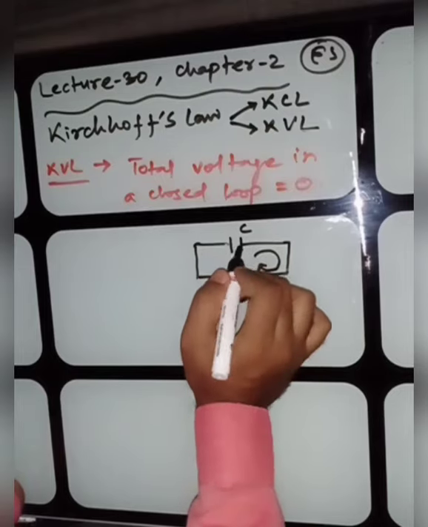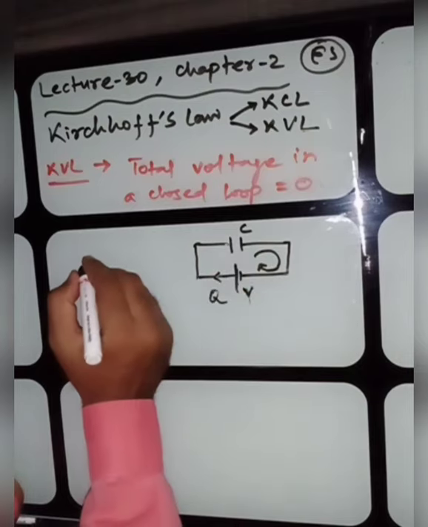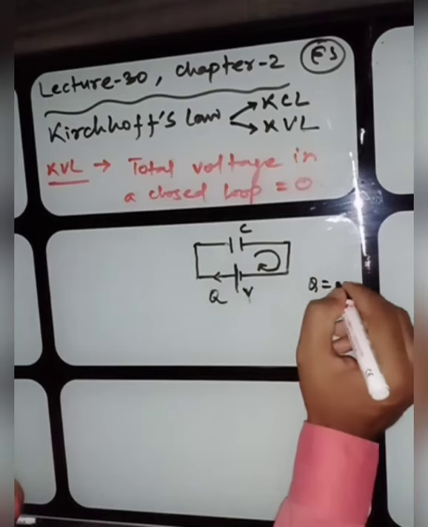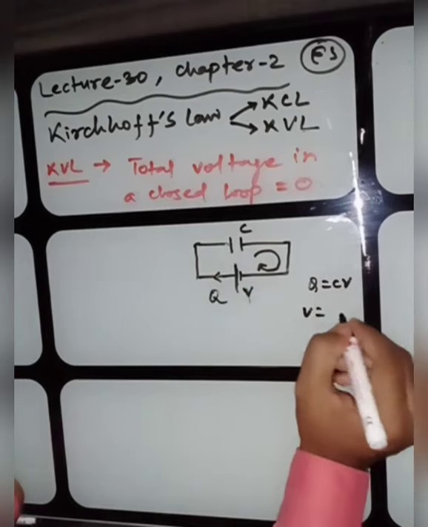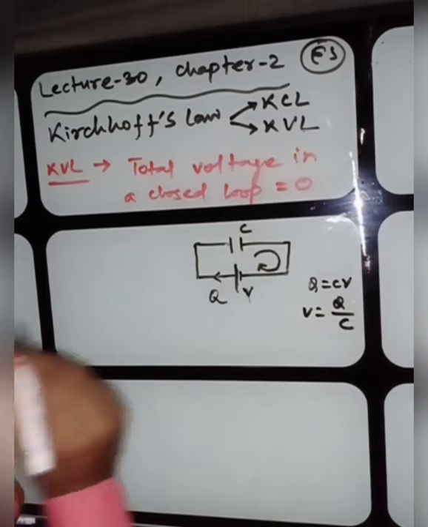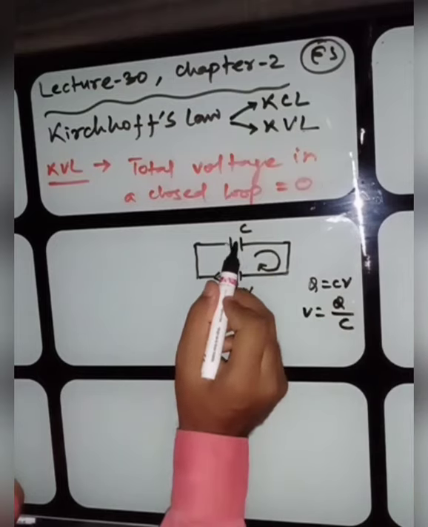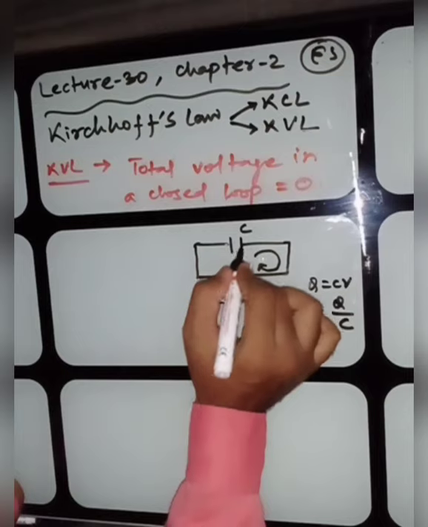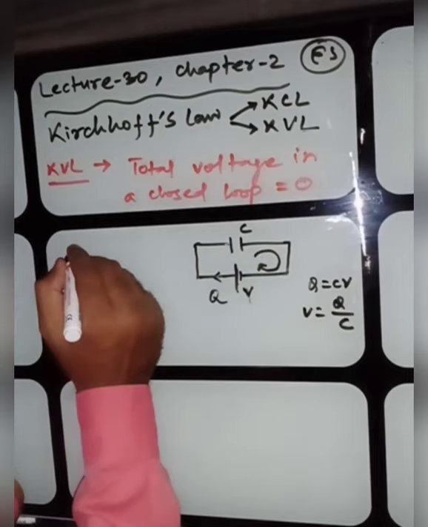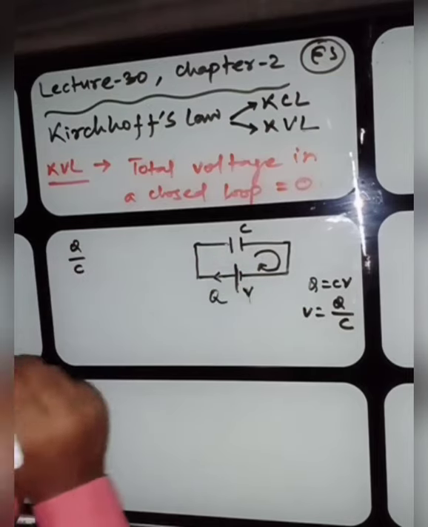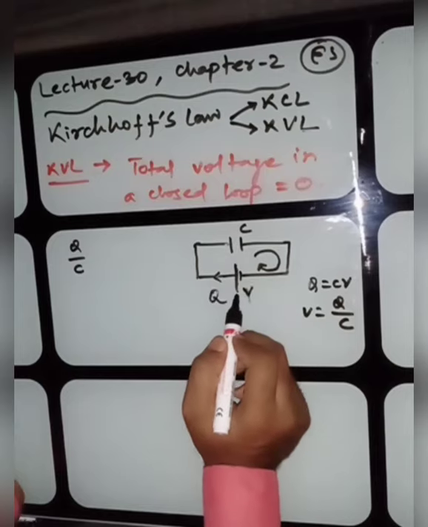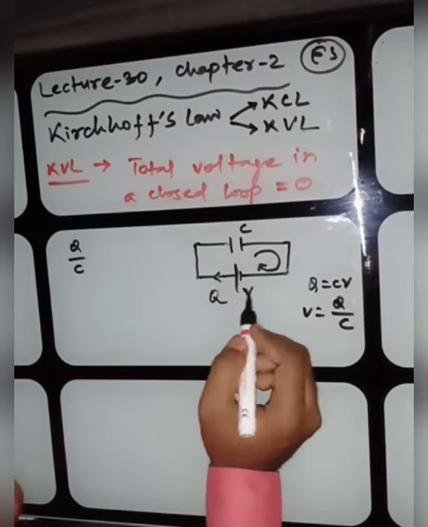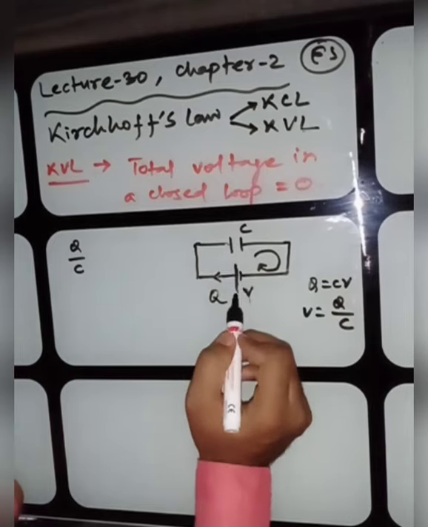Now what is the potential? As we know, Q equals CV, so V can be written as Q by C. So the potential at this point will be Q by C. What will be the charge? Suppose Q, so the potential will be Q by C. This potential drop is from which battery? This battery. It means this has been subtracted from this value.